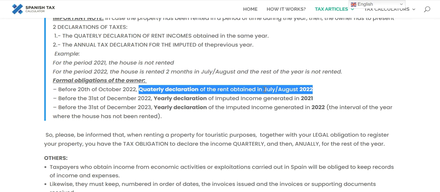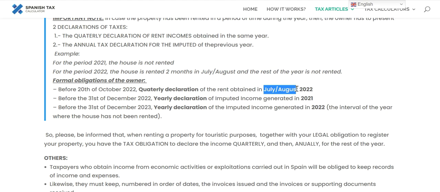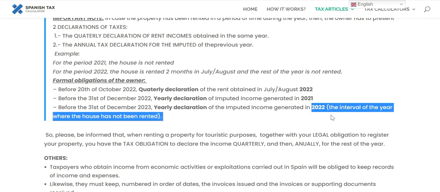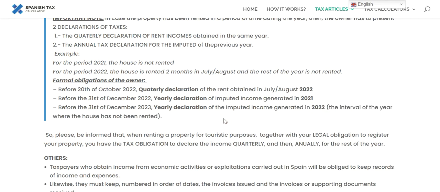In this case it will be July and August, but the rest of the year 2022 will be included in the yearly declaration to be done the following year, 2023. It's a little confusing, but I would like you to pay attention that when you are renting a property, you still have to declare the imputed tax for the time in which the property has not been rented.